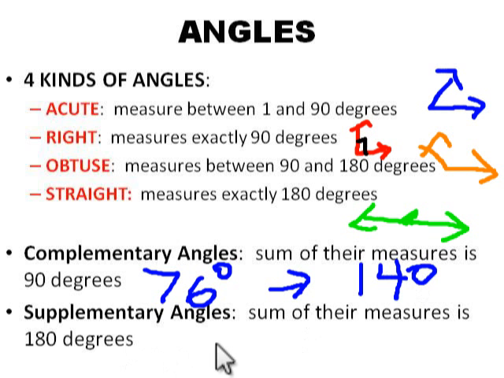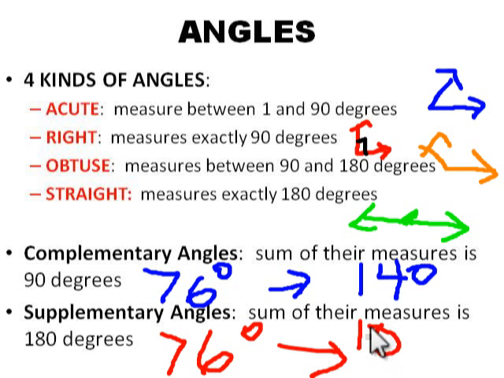For supplementary angles, the sum of their measures is 180 degrees. So if I ask you for the supplement of that 76 degree angle, 180 minus 76 is 104. So the supplement is 104 degrees. Yeah, this is a degree sign up here. I kind of made it big, but I think you get the idea.